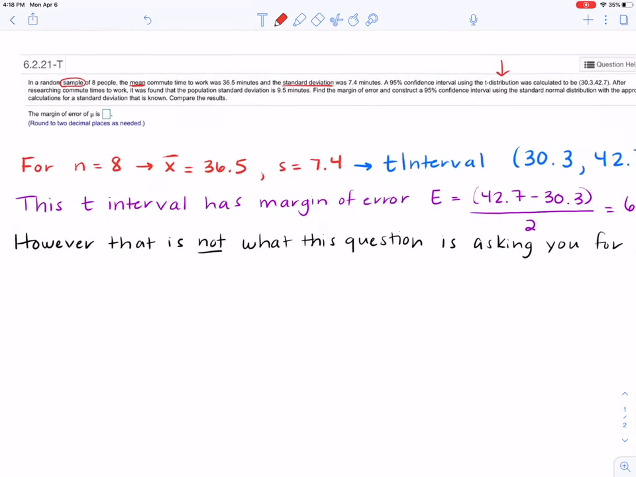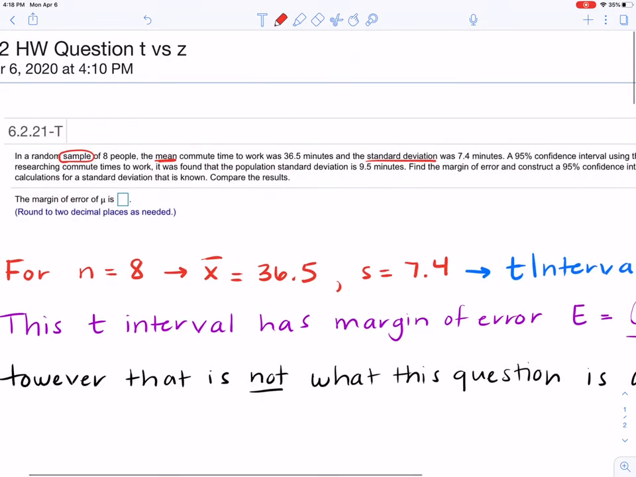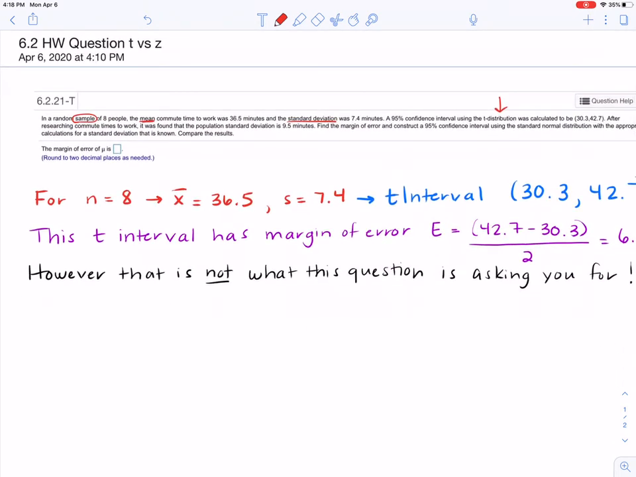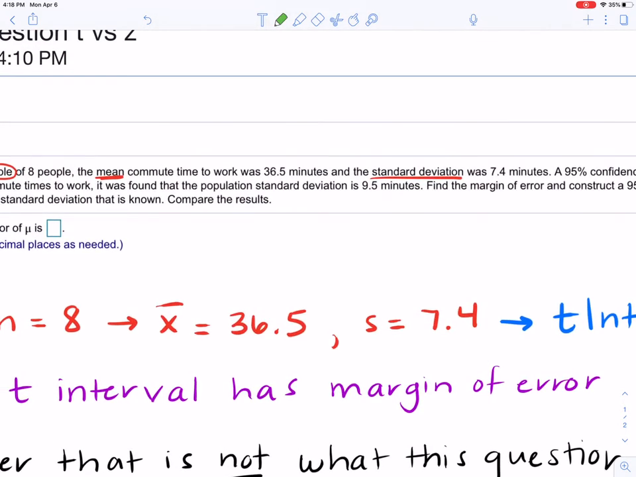So what I'm going to do now is go back and continue reading to make sure that I'm finding the correct piece of information. All right, so notice what it says here. After it gives you the T interval, it says, after researching commute times to work, it was found, and then you've got this other standard deviation value. And notice this one specifically says this is the standard deviation for the whole population. That means you now have a value not for S, but for sigma, the population standard deviation, at 9.5.